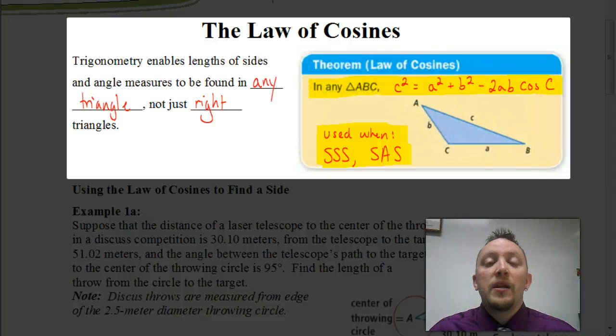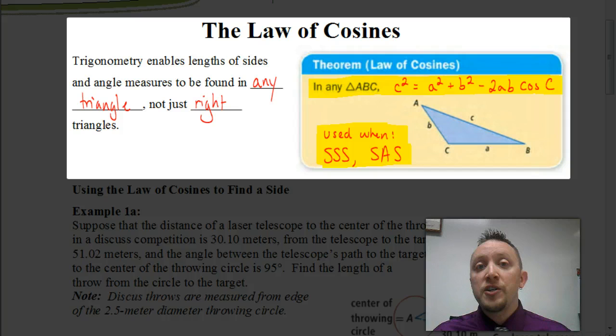Well, welcome. In this video, we're going to be looking at the law of cosines. Now, up until this point, we've been working a lot with the trigonometric ratios in the previous videos. And one of the things that I've tried to emphasize in those videos is that the trigonometric ratios, the sine, the cosine, the tangent, they only apply to right triangles. Now, in reality, that's not always going to be the case. We will not always be working with right triangles.